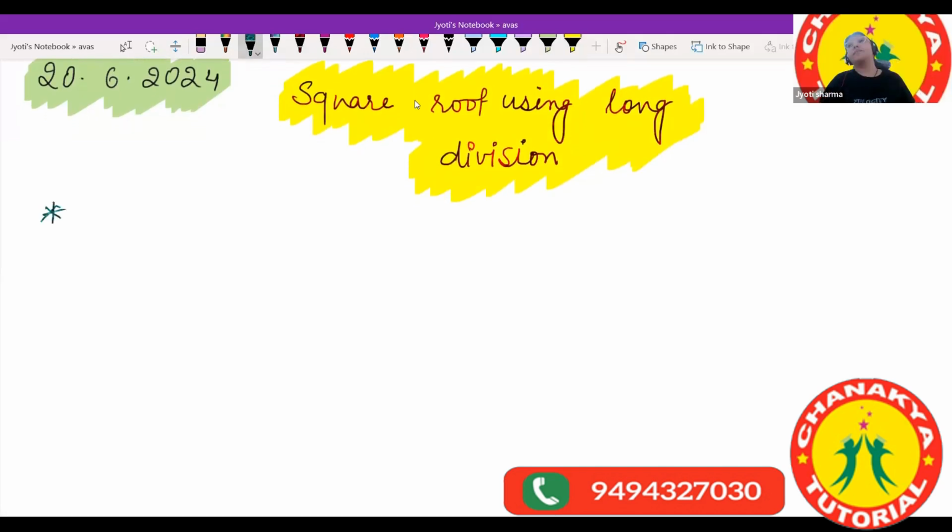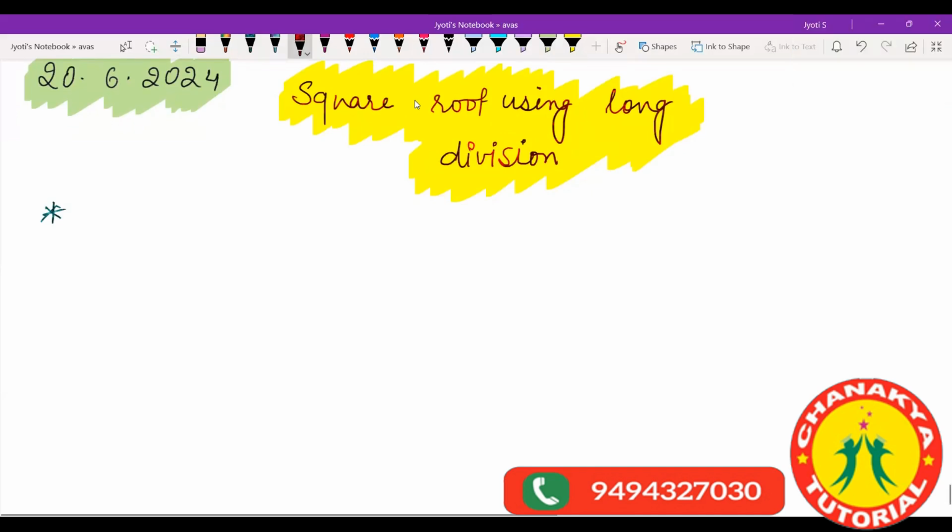So till now we have done repeated subtraction, we have done factorization. But let's say if you have some big questions, where you cannot do prime factorization easily, so we have this long division method. Okay, now let's take a question.